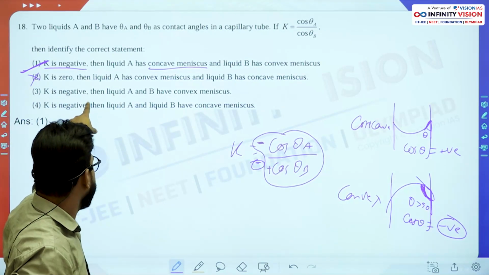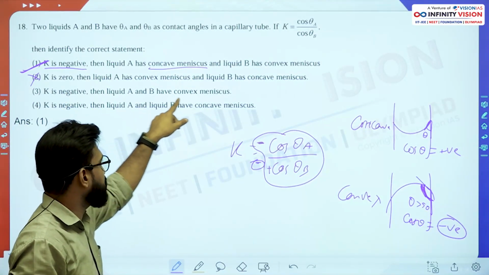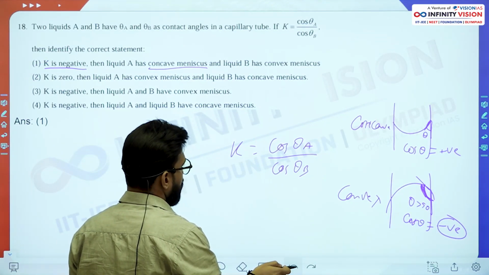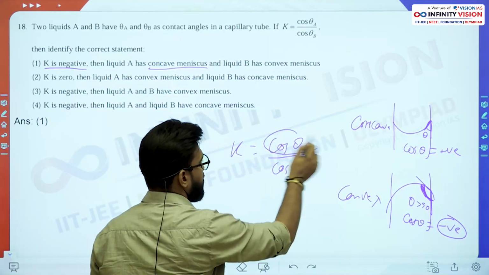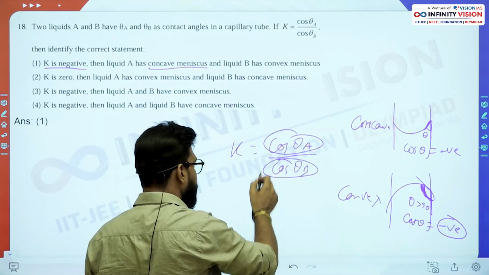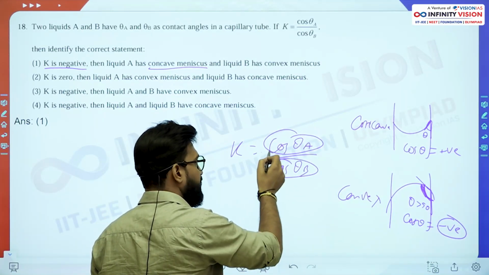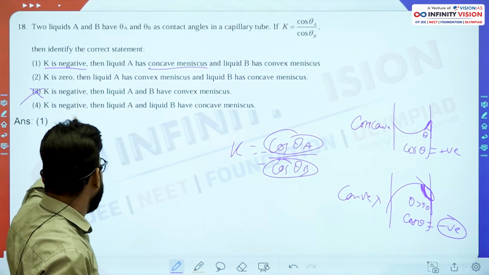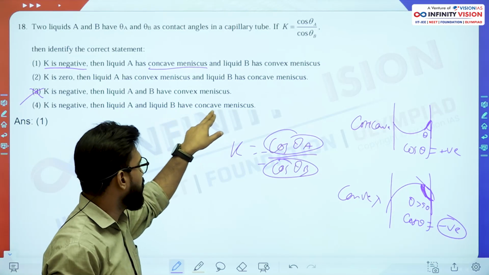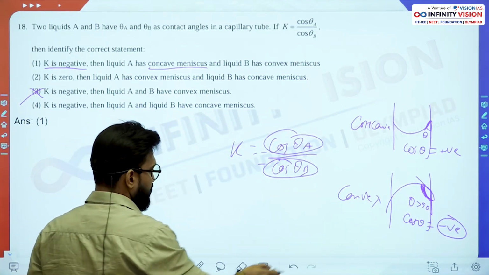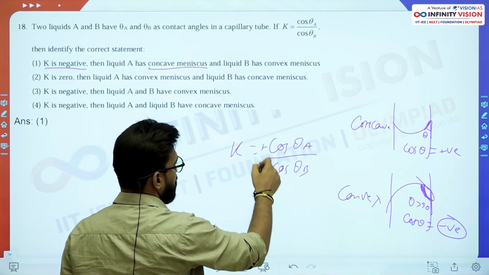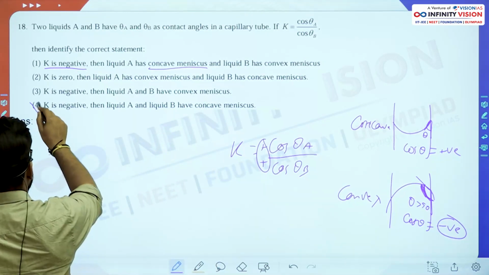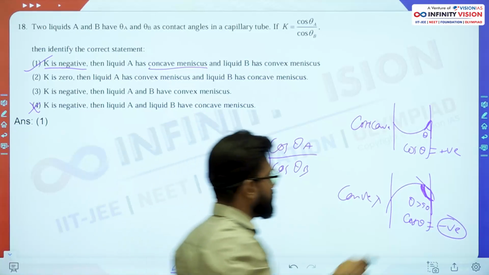K is negative when liquids A and B both have convex meniscus. If both liquids have convex meniscus, its value is negative, and its value is also negative. So the negatives will cancel out, and you will get a positive value. So this is also wrong. K is negative when liquids A and B both have concave meniscus. Again, if they both have concave meniscus, its value would be positive. So K would also be positive. So this is also wrong. So the only correct option is the first.